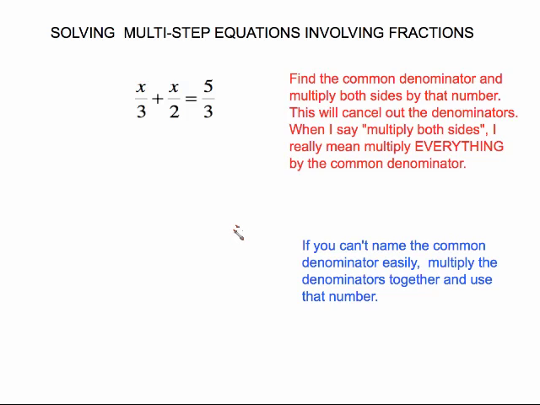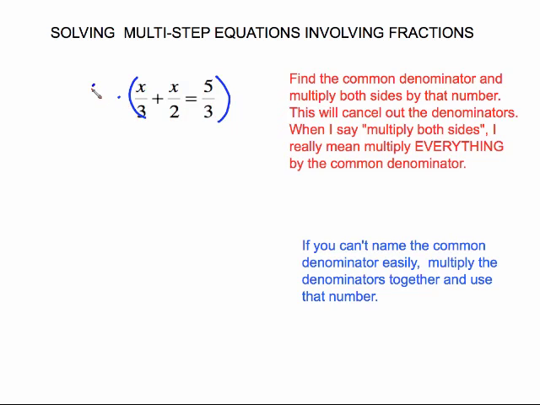This video will show you how to solve multi-step equations that involve fractions. The first thing you see here is that you've got a bunch of fractions in the equation, and if you're like most students, you don't like fractions. So what I say is get rid of the fractions. And the way you get rid of the fractions is find a common denominator and then multiply both sides by that number. So the common denominator for 3, 2, and 3 is 6.